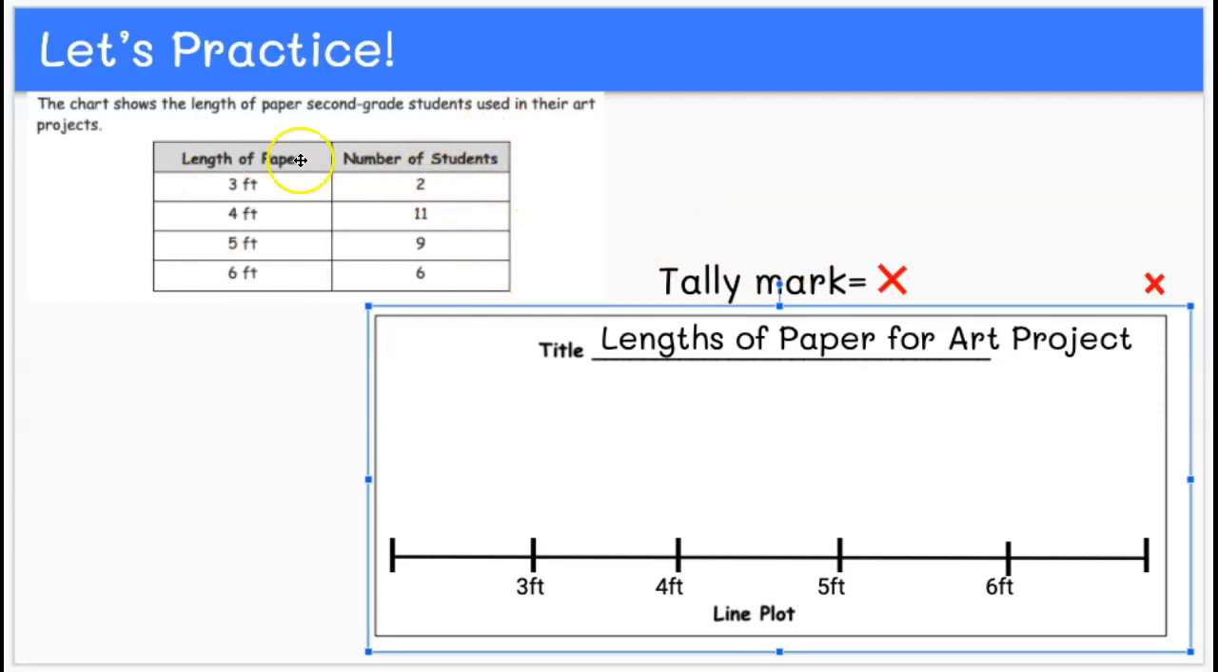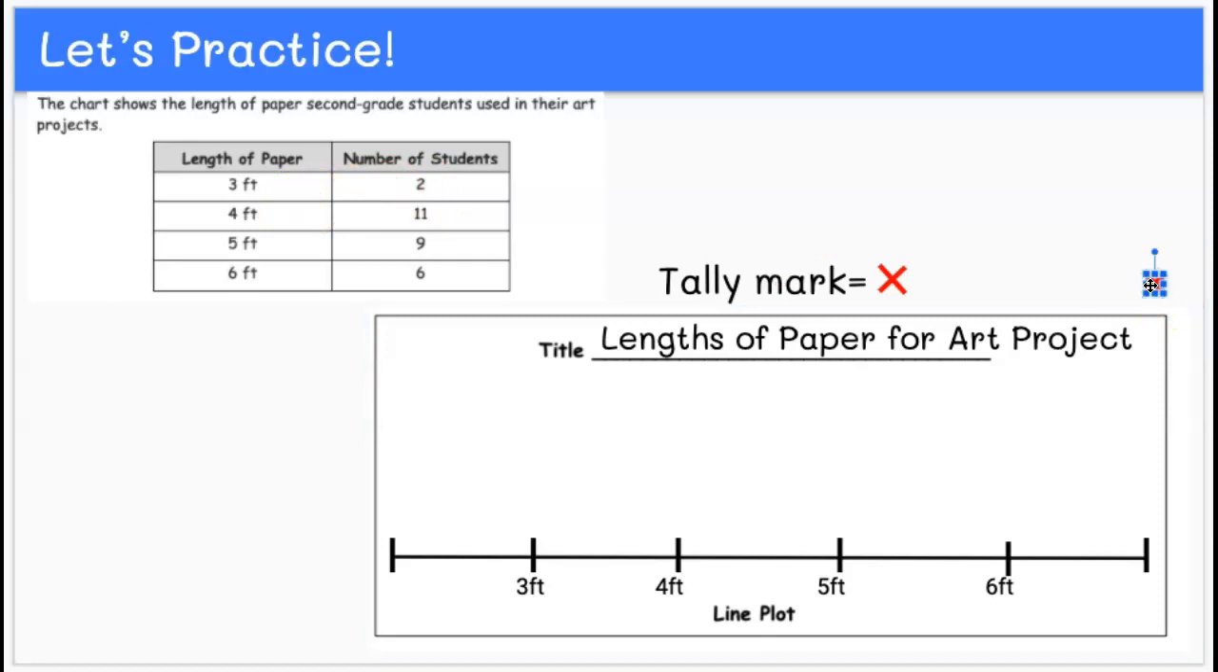I can look at my data table to determine that. When I look at 3 feet, I had 2 students who used 3 foot paper. So I am going to put 2 X's, 1 and 2. Okay, so my 3 feet are done. I'm going to make sure they're fairly close together because I see that I have to do 11 by 4 feet. So I know this might come over the top of my chart. All right, now I need 11 X's because 11 kids used 4 foot paper.